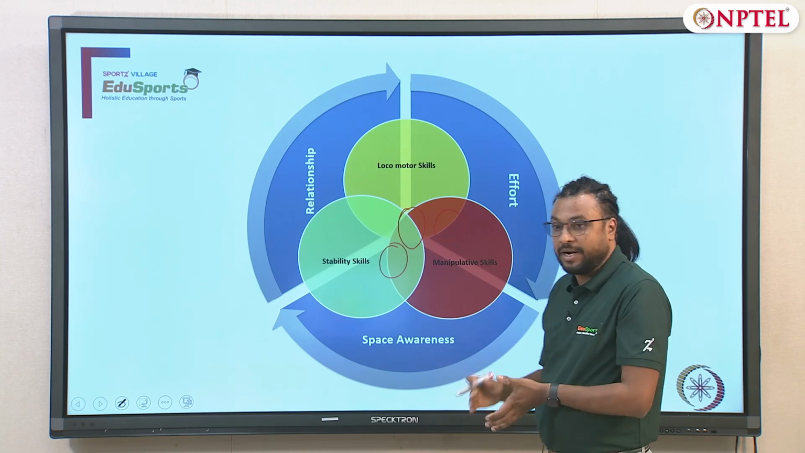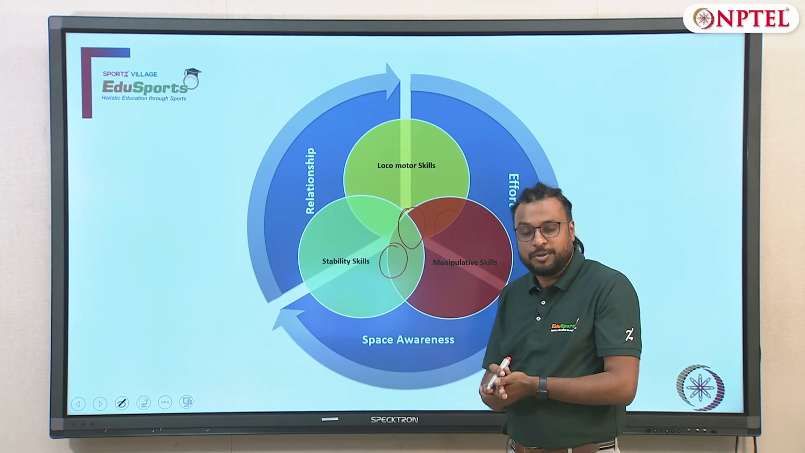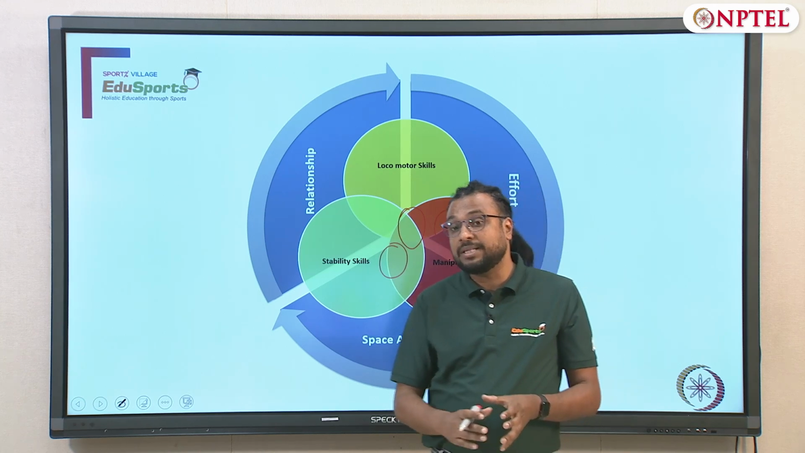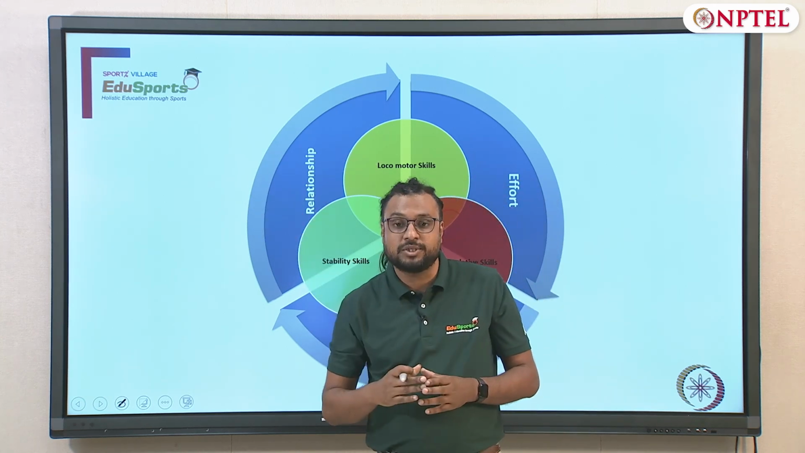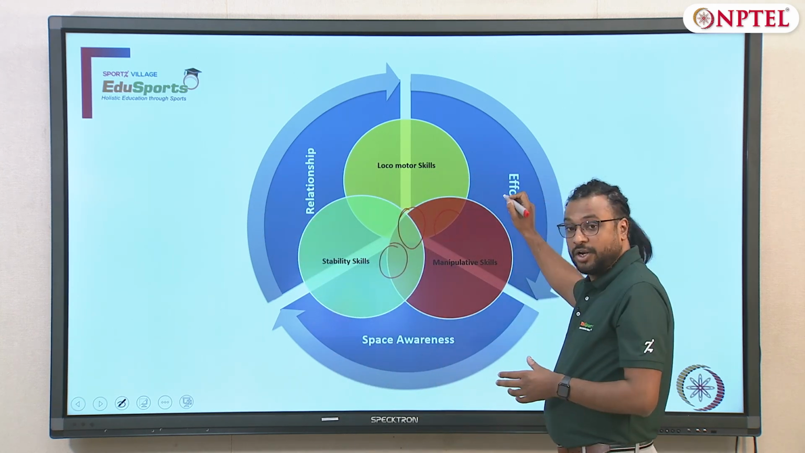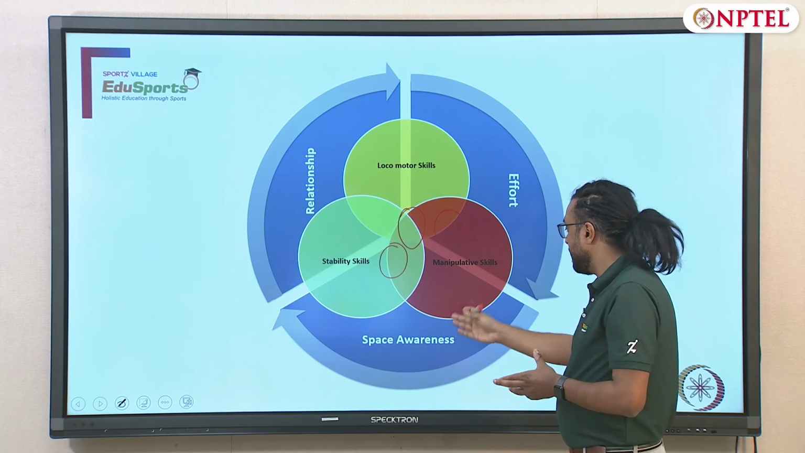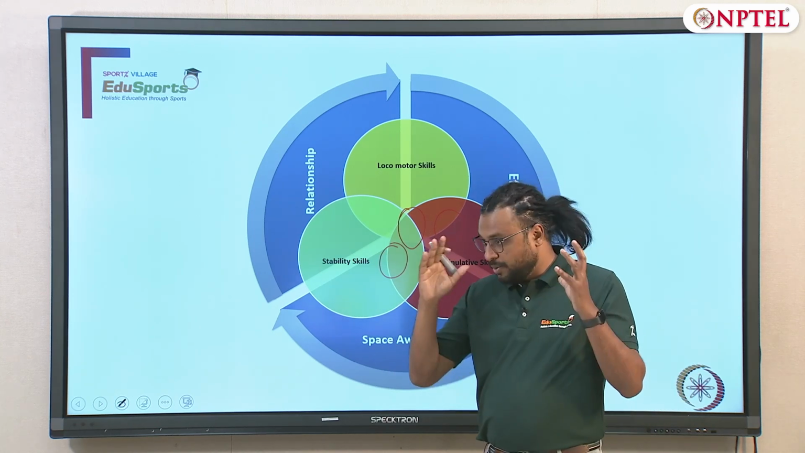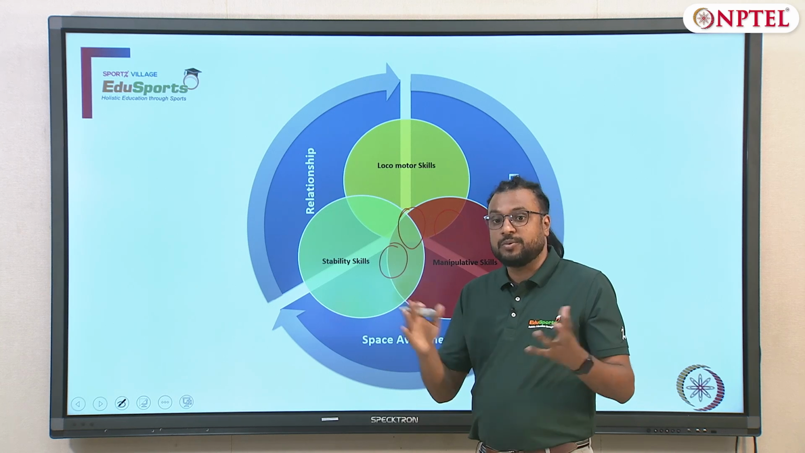Then the effort required: how much pressure should I put so that the ball goes to the opponent's court? That effort, the power required, needs to be understood. And of course, space awareness: the play area, where I am supposed to play, where I am supposed to be with or without the ball.